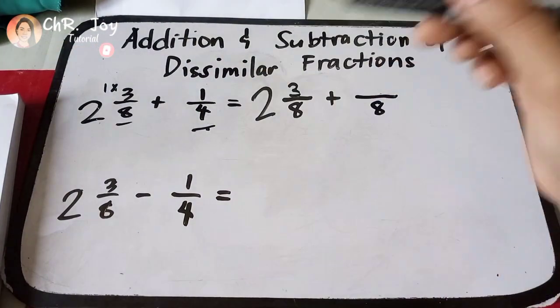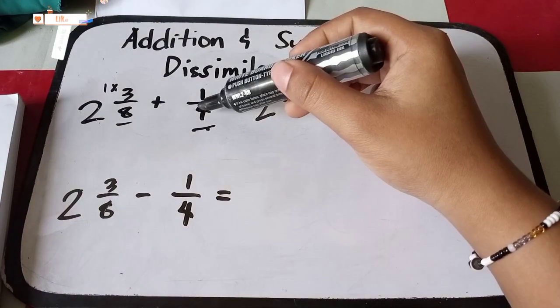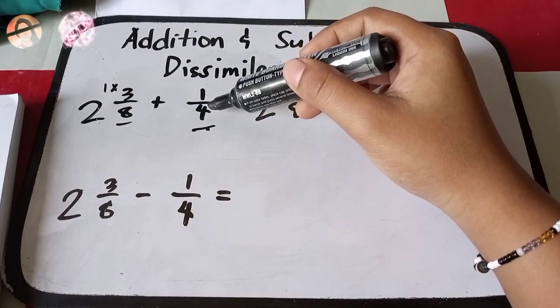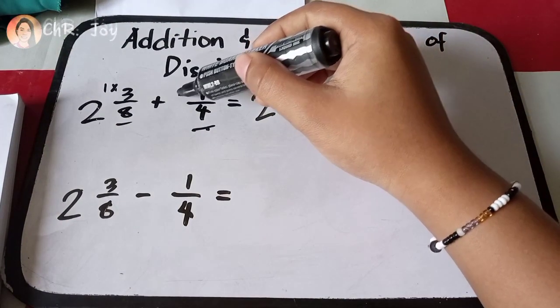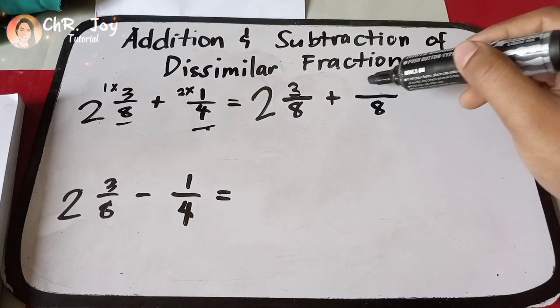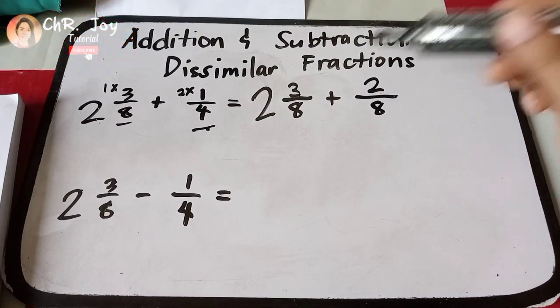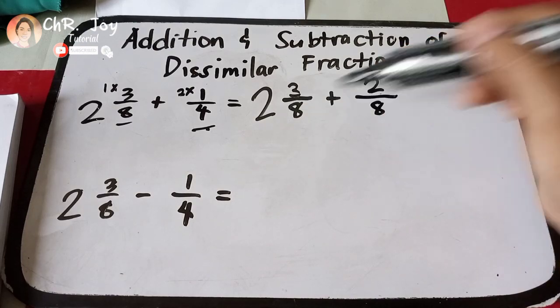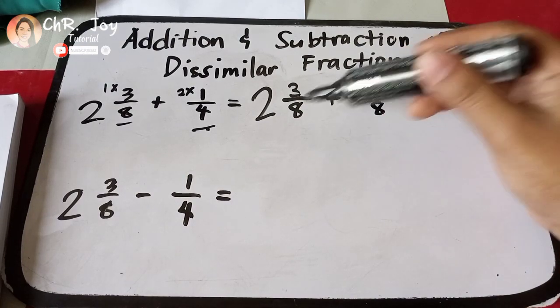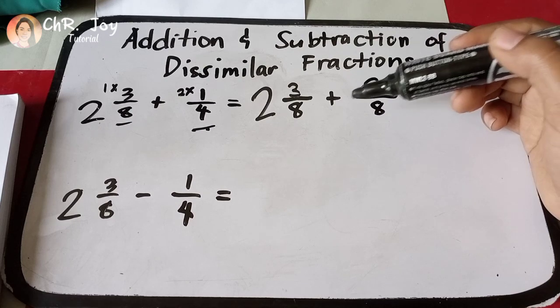And then same lang siya dito. 8 divided by 4 is equal to 2. And 2 times 1 is equal to 2. So, now, similar na yung denominator nila. So, ano yung gagawin natin?